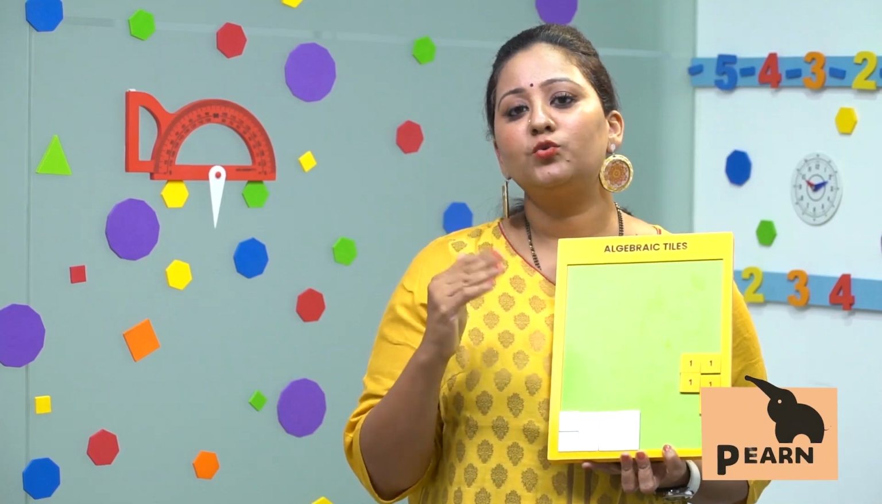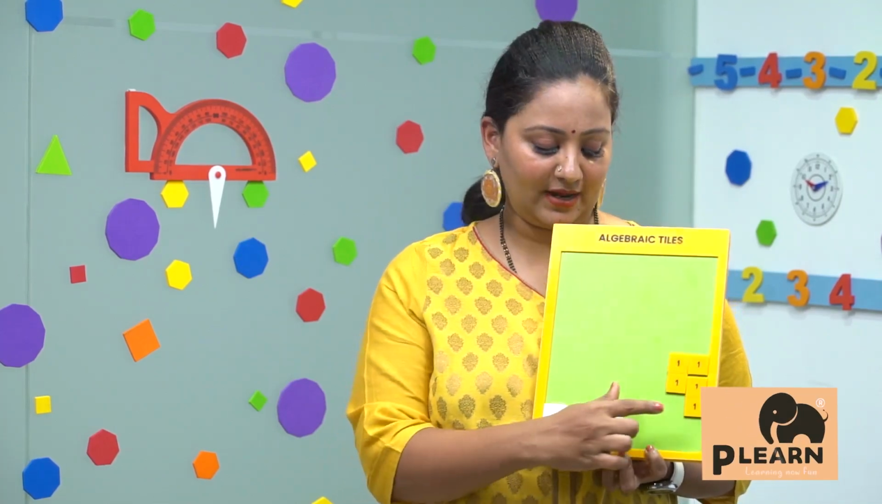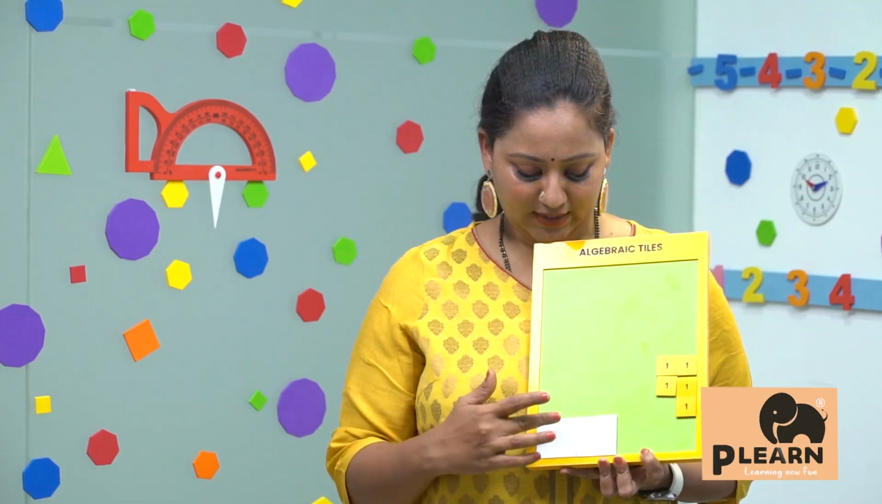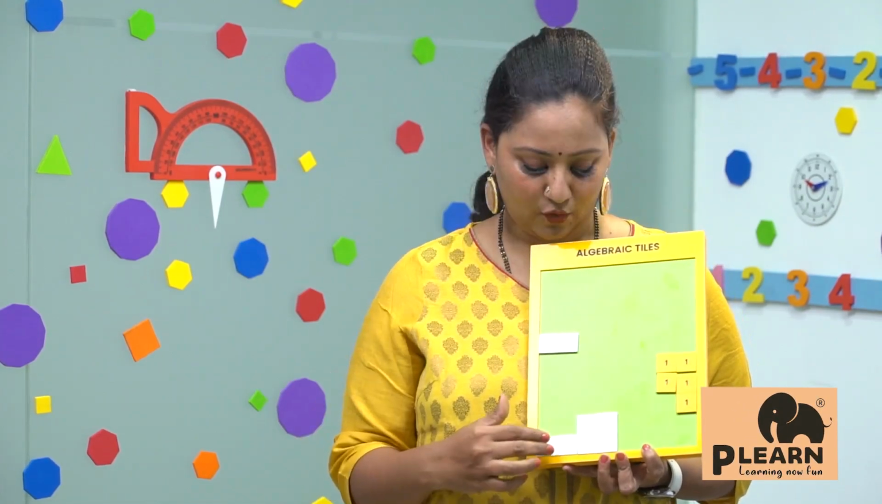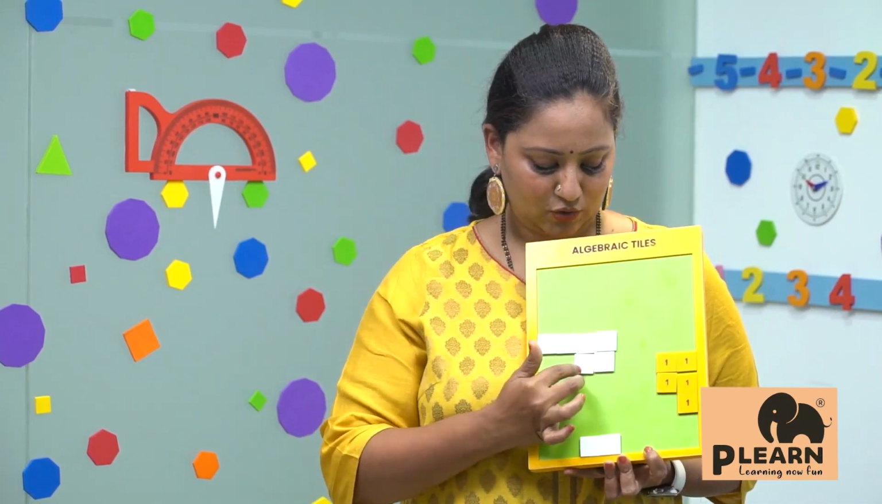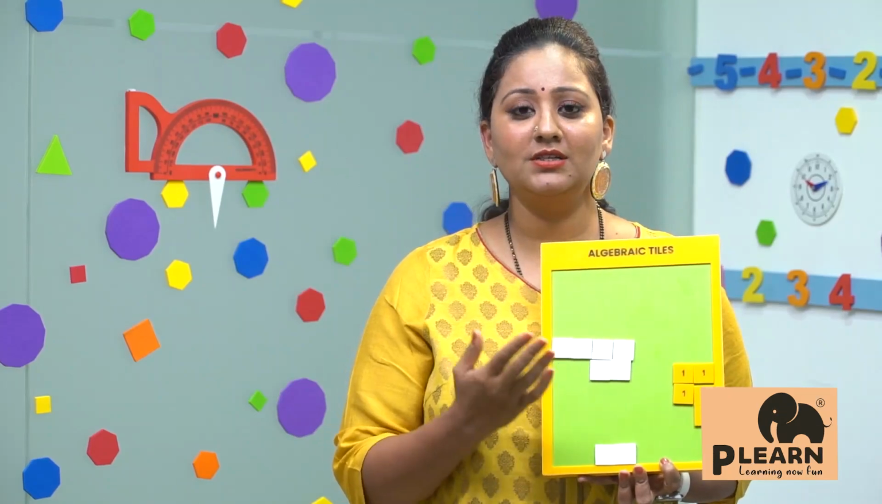Now let's consider 2 positive numbers. Like I told you, I'm considering white as positive and yellow as negative. So let's add 2 positive numbers. For example, +2 + 4. So for this +2, I'm going to add +4. So how much do you get? 1, 2, 3, 4, 5, 6. +2 + 4 is +6.